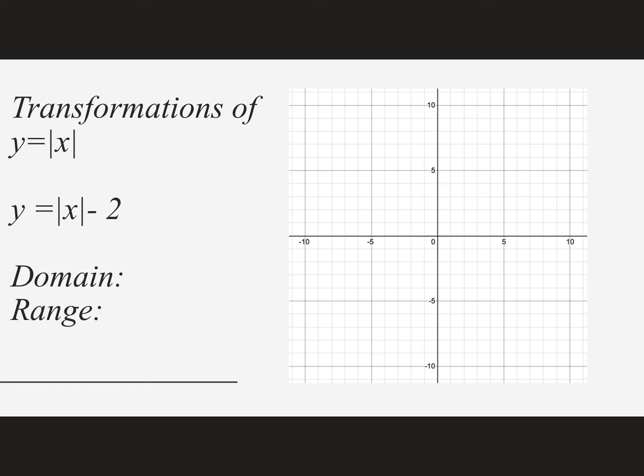What if instead of adding, I subtract? If I subtract 2, instead of moving up 2, I'm going to move down 2. So I'll start down here. Same slope. Again, my domain is going to be negative infinity to infinity. This time my minimum is at negative 2, so my range is going to be negative 2 to infinity.